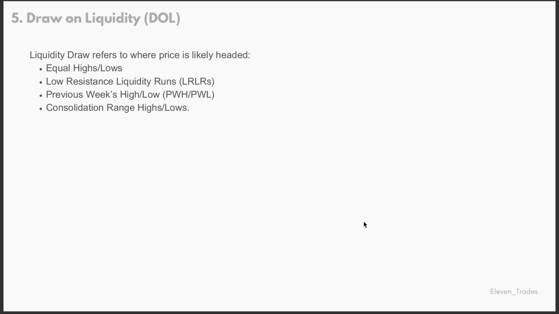The fifth component is the draw on liquidity. The draw on liquidity refers to the equal highs, equal lows, the low resistance liquidity runs, failure swings, previous week highs, previous week lows, consolidation range highs, and consolidation range lows.